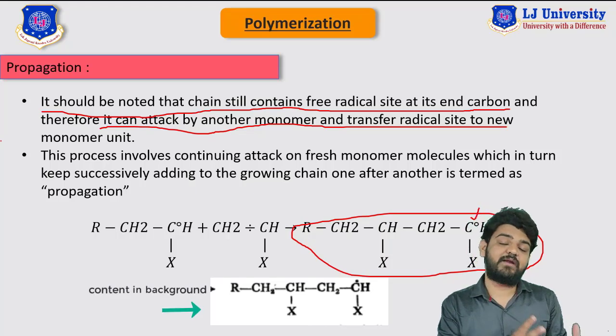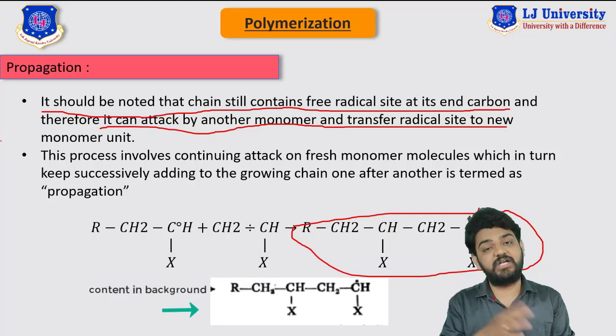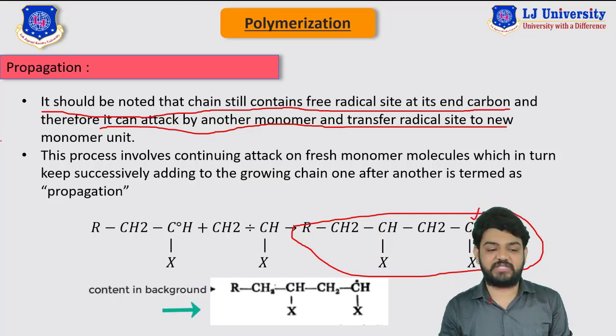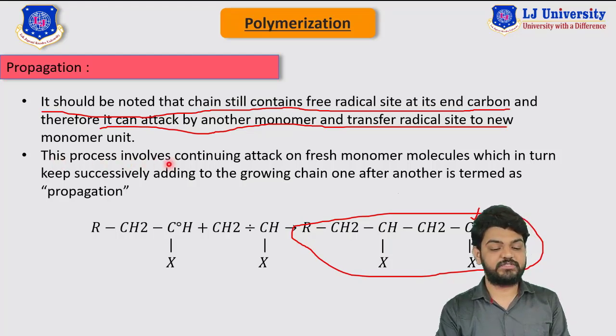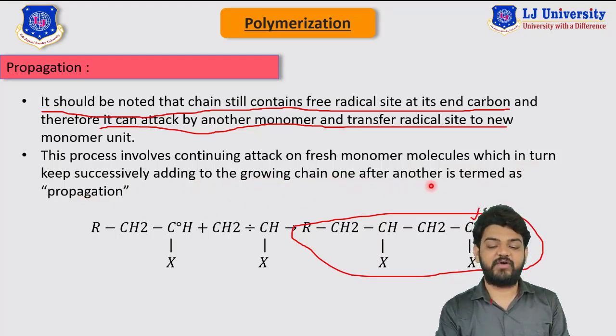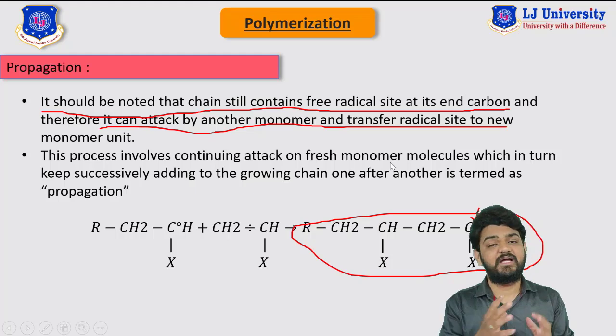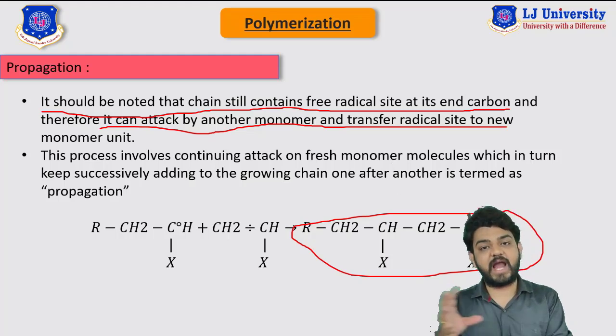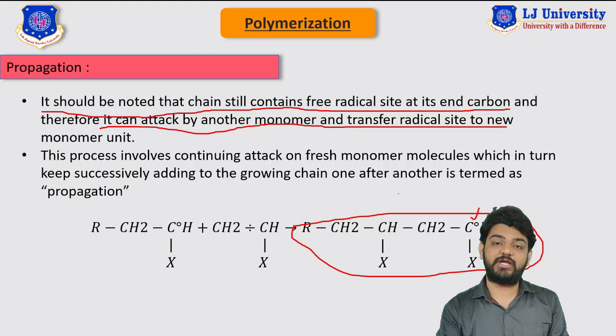So we are continuously adding fresh monomer, which is again attacked by the previous monomer, and it is continuously transferring its free electron to the last carbon. This kind of process involves continuous attack on the fresh monomer molecule, which keeps the successive addition to the growing chain one after another, and is termed the propagation step. So basically, the propagation step is nothing but continuous attack on the fresh monomer by the previous monomer and continuously shifting the free radical to the last component or last carbon of the molecular chain. So this is what we mean by propagation step.